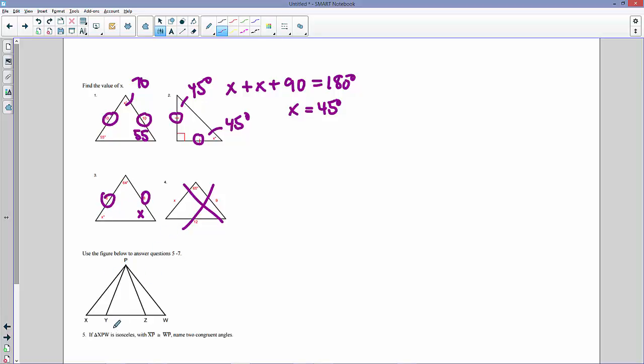In the figure above, if triangle XPW, that's this big giant triangle, is isosceles, what do you know? Well, if that triangle is isosceles, then I know that this angle is congruent to this angle. And XP is congruent to WP. We already knew that because they said it was isosceles, okay? Name two congruent angles, so there they are. Angle X and angle W.